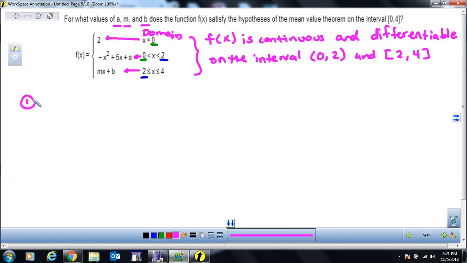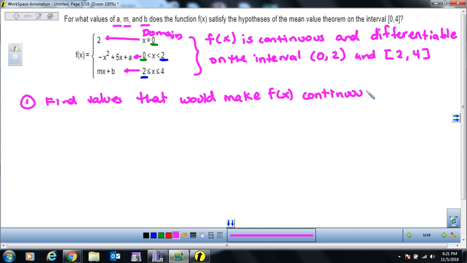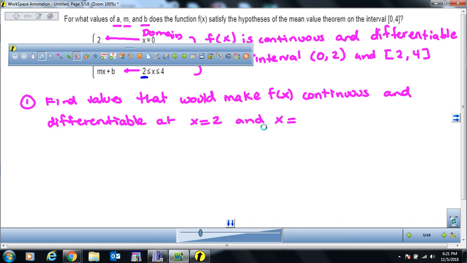So first, we're going to find values that would make f of x continuous and differentiable at x equals 2 and x equals 0. Or I should have said them backwards, right? Starting with the 0.